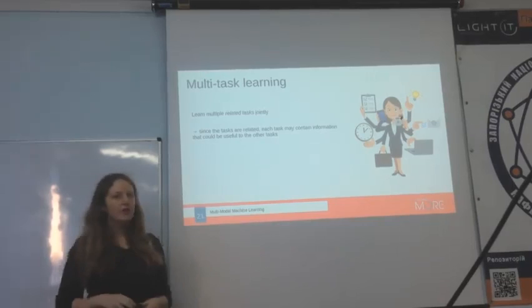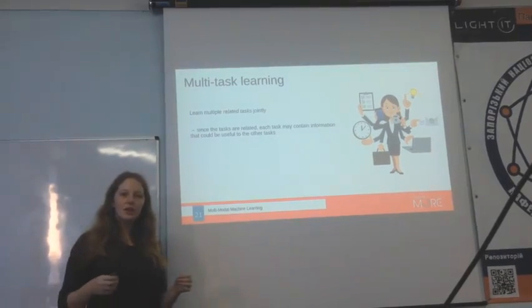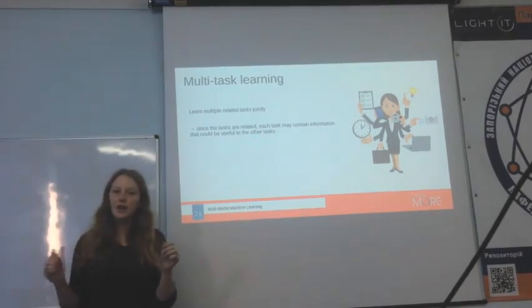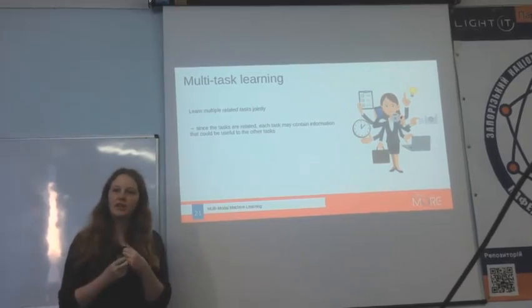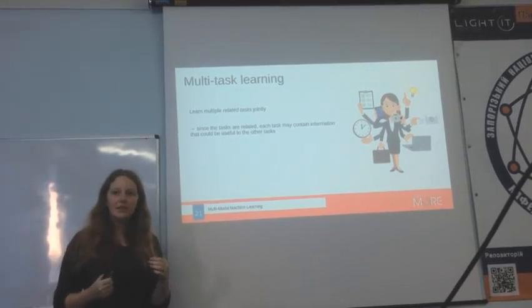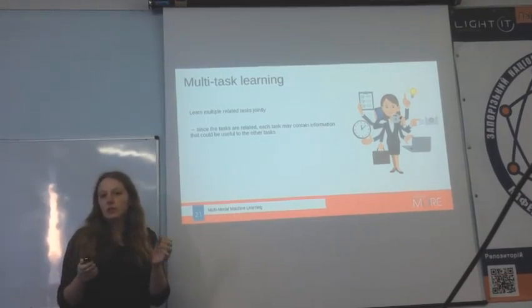I will start with multitask learning. The idea here is that you want to learn multiple tasks, and instead of doing them all separately, you try to combine the models. Usually you're talking about related tasks, and since the tasks are related, it makes sense to do them together, because you have information from the other task that you can use.